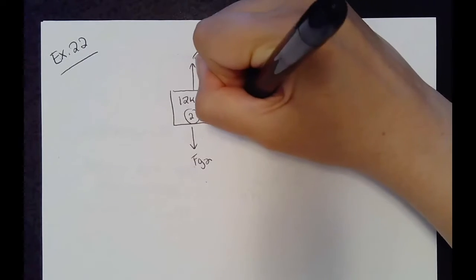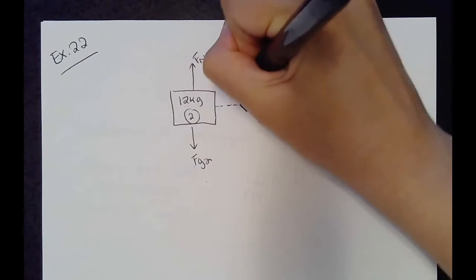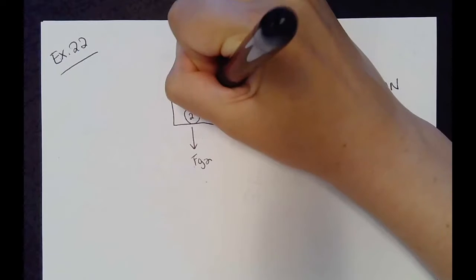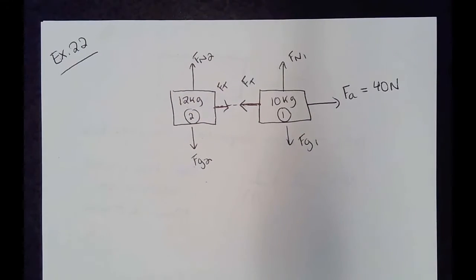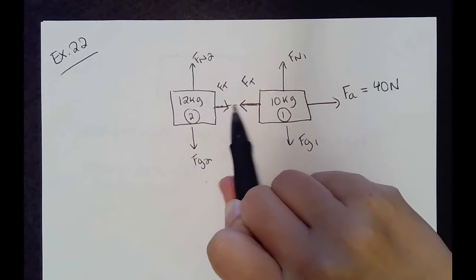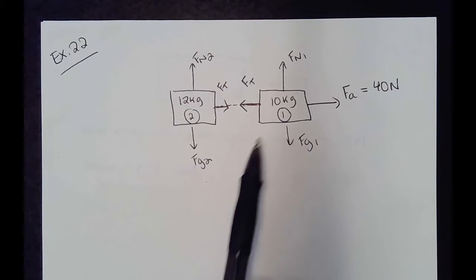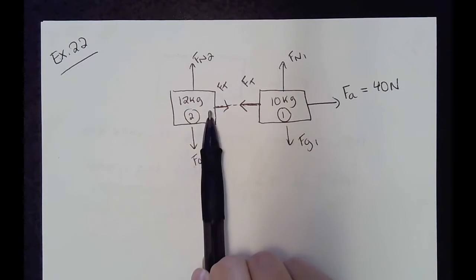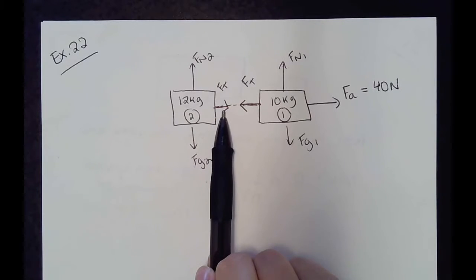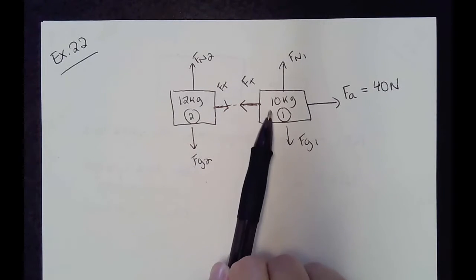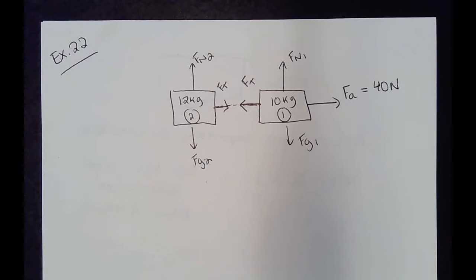So in a rope, the tension will be the same on both sides. And we know that also because of Newton's third law. So these are the interaction forces here. We have the force of box 1 pulling on box 2, which is this tension force, and the force of box 2 pulling on box 1, which is this tension force. So they're equal and opposite in direction. And now we want to find the acceleration.